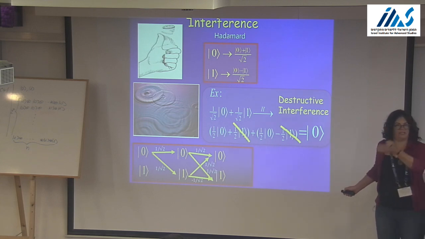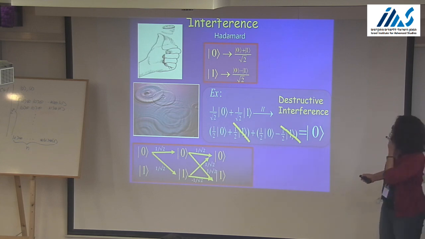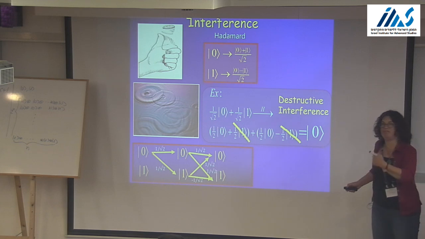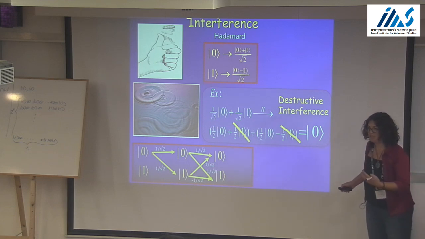Hadamard takes 1 to 0 with what coefficient? 1 to 0 with coefficient 1 over square root of 2. But 1 to 1 with coefficient minus 1 over square root of 2. So this arrow gets a minus sign. Now what's the amplitude, what's the coefficient in front of 0 at the end of these two Hadamards?